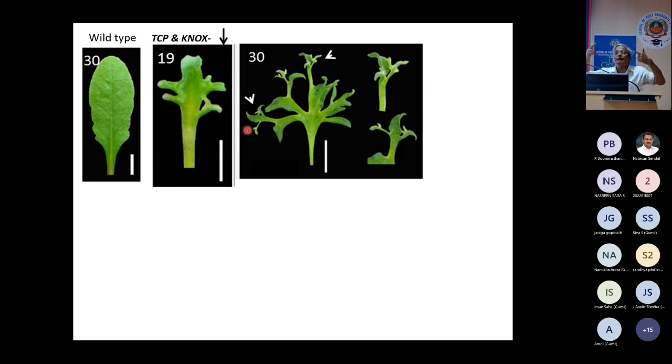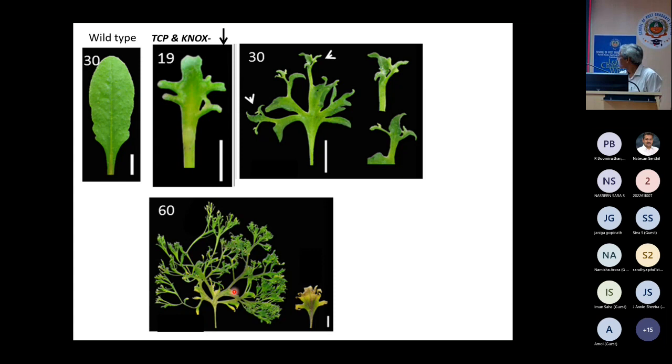So one 30-day-old wild type, simple, and a 30-day-old leaf where 8 genes are downregulated. Now it is no longer simple. It is compound. It doesn't stop here. It continues to grow. And this is a 60-day-old single Arabidopsis leaf. And this is where the TCP is active. This is where TCP is not active. NOX2 also is not active. Both are not active. And here, NOX2 are not active, but TCPs are active. So both are needed to downregulate.